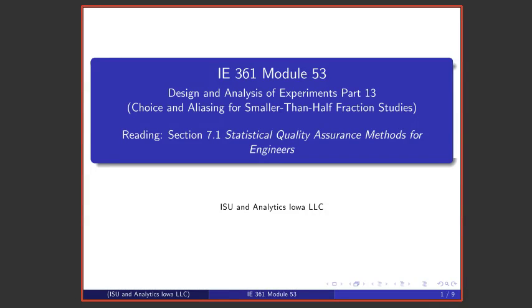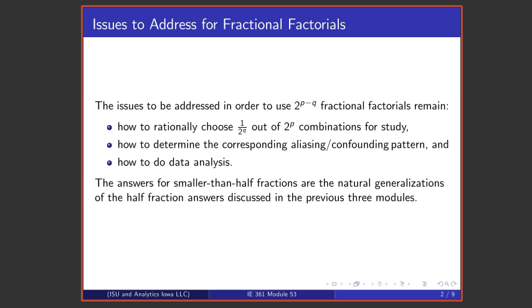We're now ready to talk about not just half fractions of 2 to the p factorial studies, but smaller than half fractions: quarter fractions, eighth fractions, 16th fractions, and so on. That is, the subject for this module is the choice and aliasing patterns that go with the choice of smaller than half fraction studies.